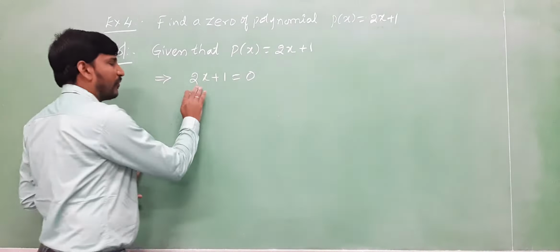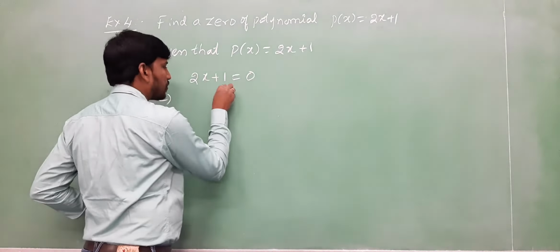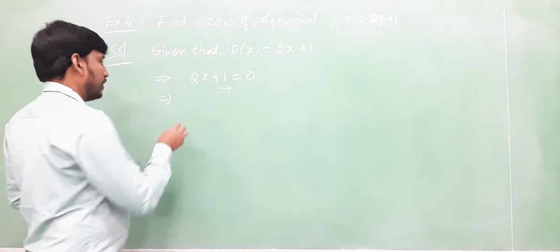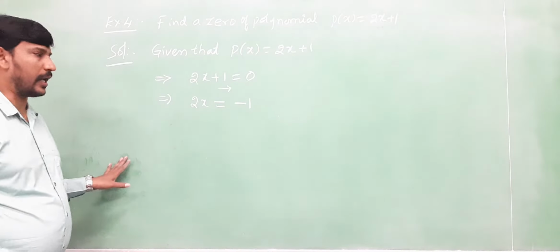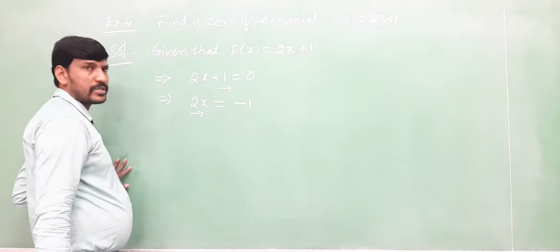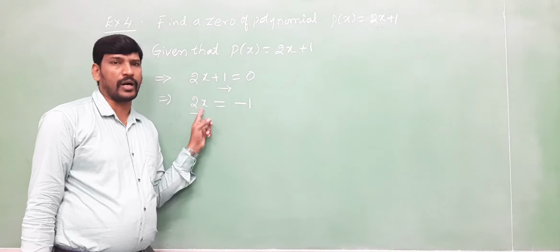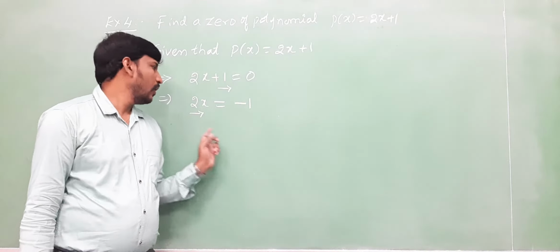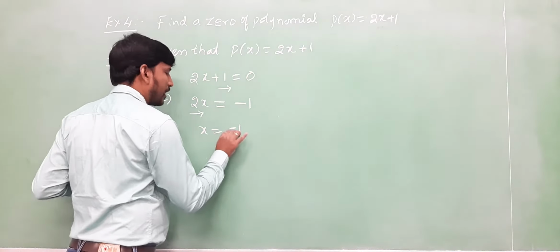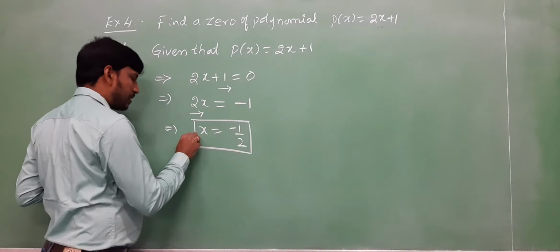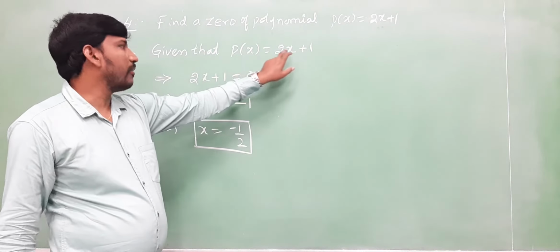Then simplify by the transposing method. Now transpose 1 to the RHS. 2x is equal to minus 1, as plus 1 becomes minus 1. Then again transpose 2 to the right hand side. Here 2 into x is a multiplication product. When you transpose a multiplication value to the right hand side, it becomes division. Which implies x is equal to minus 1 by 2. So we got the value of x. So if x equal to minus 1 by 2, the given polynomial will become 0.